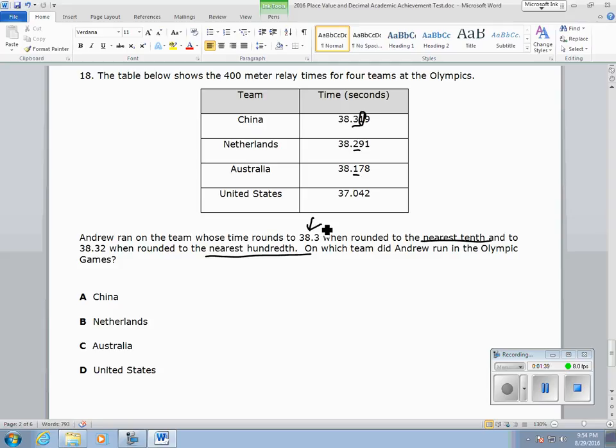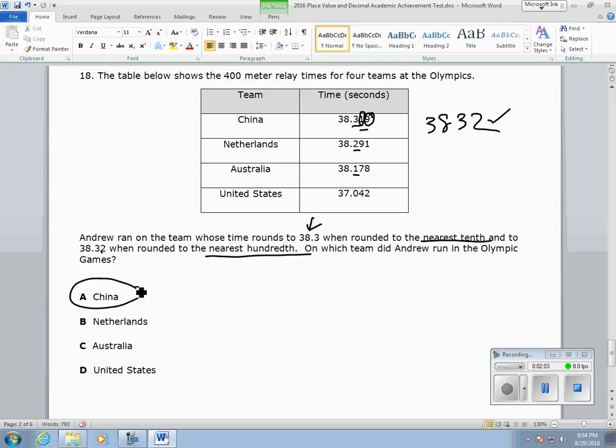Now let's look at the hundredths. In that case, you're looking at the hundredths, which is the 1, and so your effector, that 9, will affect it and will cause it to go up by 1. So therefore, it will be 38.32. In this case, it does fit. So the very first answer fits.